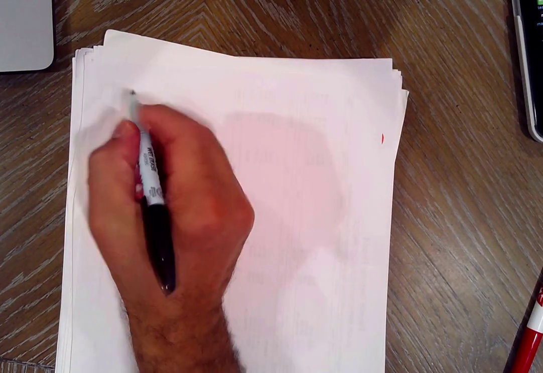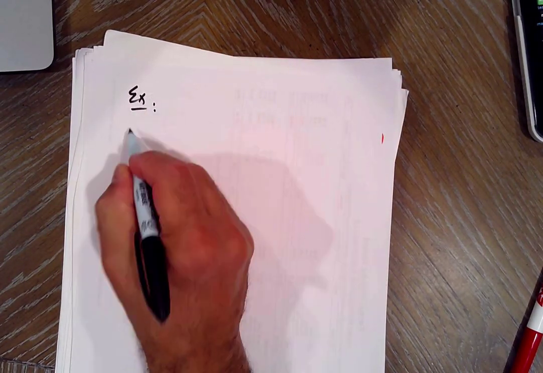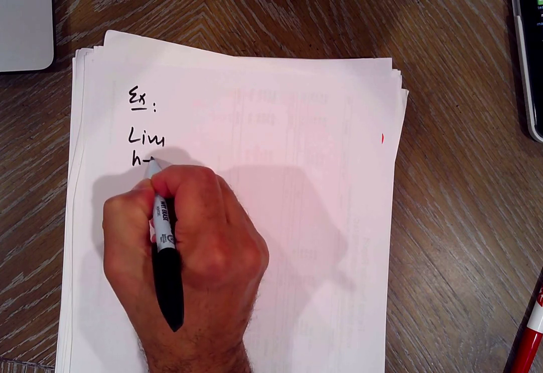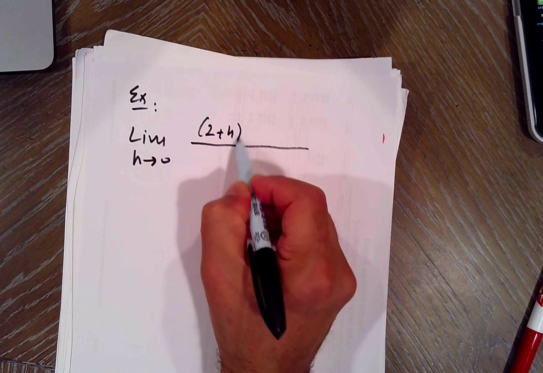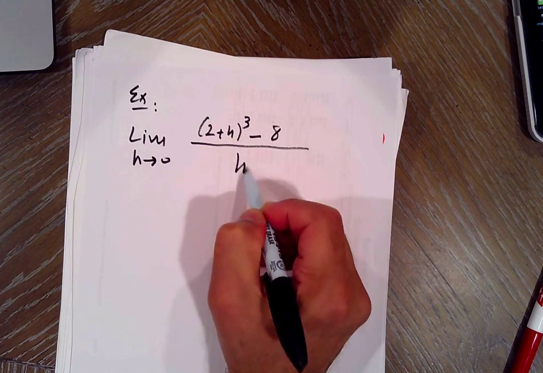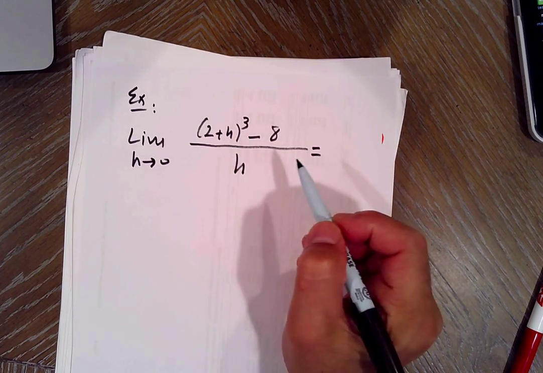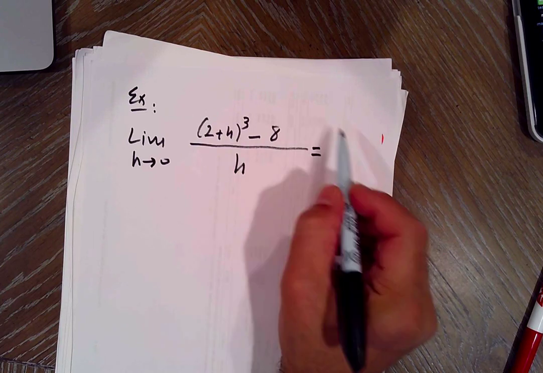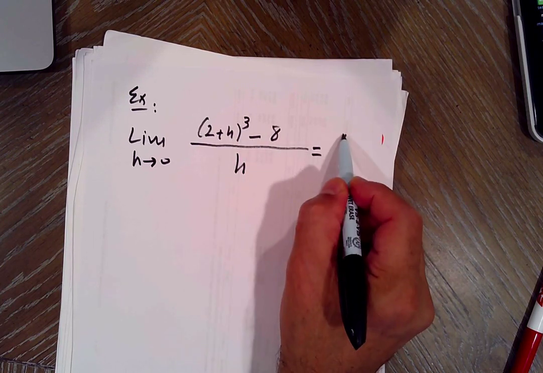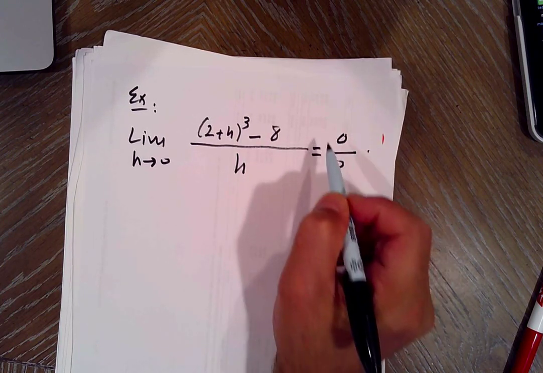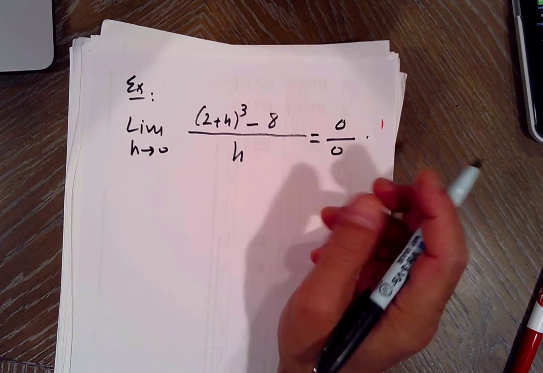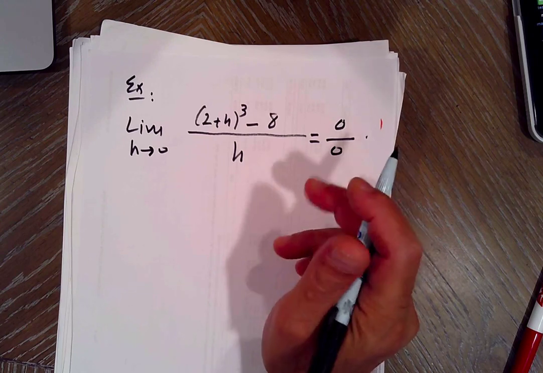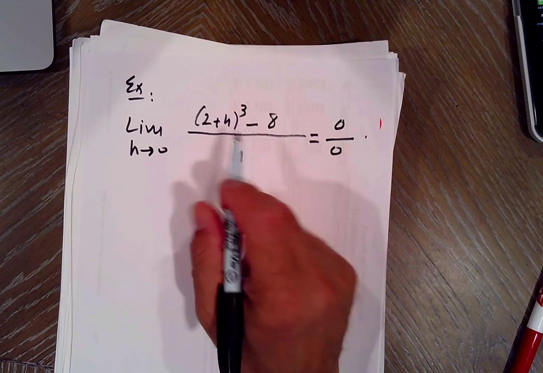Okay, here's another example. It might get a little bit more complicated. Limit as h goes to 0 of 2 plus h cubed minus 8 over h. So if we plug it in, we get 8 minus 8 and then 0. So this is not exactly as simple as the previous one. So what we're going to do, we're going to work this out.